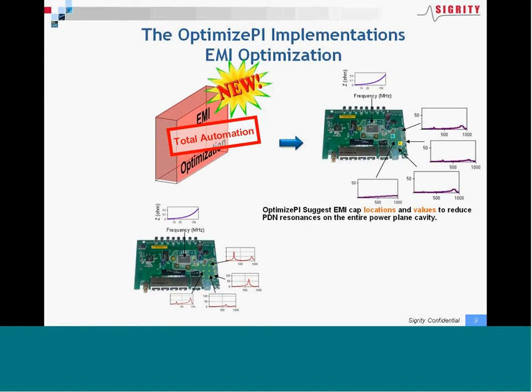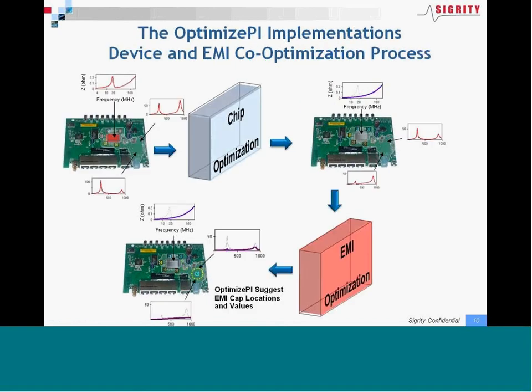And we have added a lot of automation in the EMI optimization. If the user uses the default settings, the user doesn't even have to do anything in the EMI optimization setting. So that is total automation. And the user can do device and EMI co-optimization together by loading the layout into the device optimization. After getting the optimized device capacitors, then load it, and then do the EMI optimization. Then after that, they will get both device and EMI optimization.